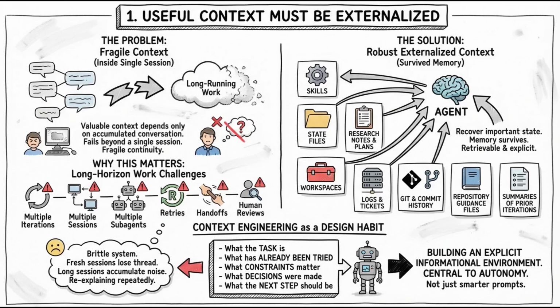To solve this, we need to treat externalization as a fundamental design habit. Strong, autonomous systems treat context as something to actively engineer, preserve, and update deliberately. They create concrete artifacts that carry the most important parts of the work forward. These artifacts record exactly what the task is, what approaches have already been tried, what constraints matter, what decisions have been made, and what the next step should be. Ultimately, this is why context engineering is central to true autonomy. Building effective agents is not just a matter of writing smarter prompts. It is about building an explicit, reliable informational environment that the system can actually navigate and use.